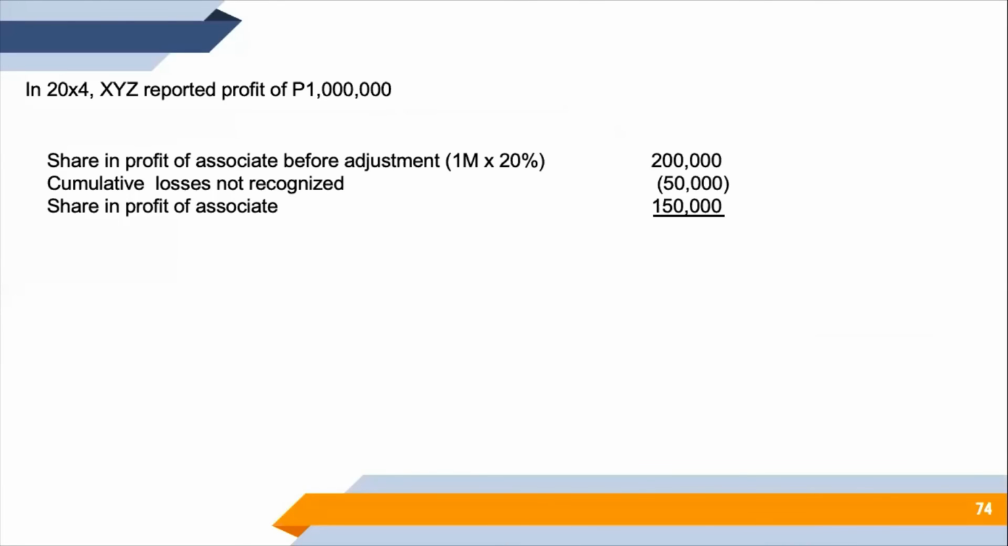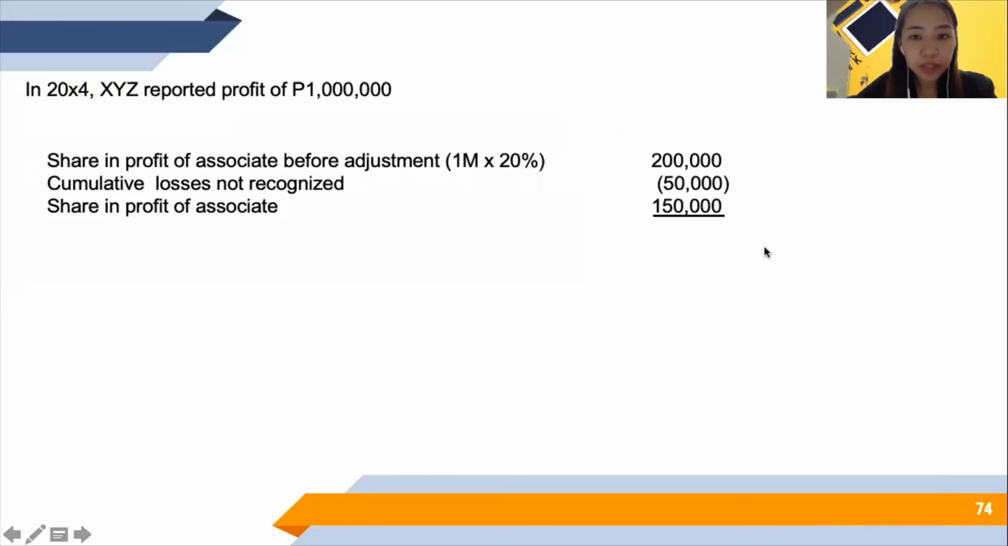In 20x4, XYZ reported a profit of 1 million. So, nung 20x4, si XYZ or si associate, nag-report siya ng profit na 1 million. So, yung share in profit ni associate will be 200,000, computed as the 1 million na profit ni associate times the 20% of the ownership of the investor.